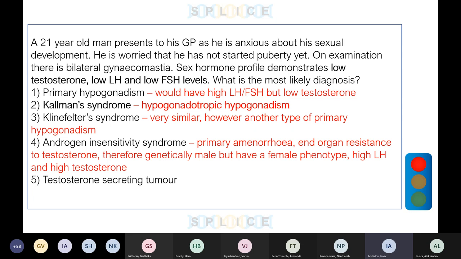It's not that there's a high level of estrogen. It's just unopposed. Men do have estrogen circulating around, but because there's no testosterone, that's why he's presenting with the gynecomastia.